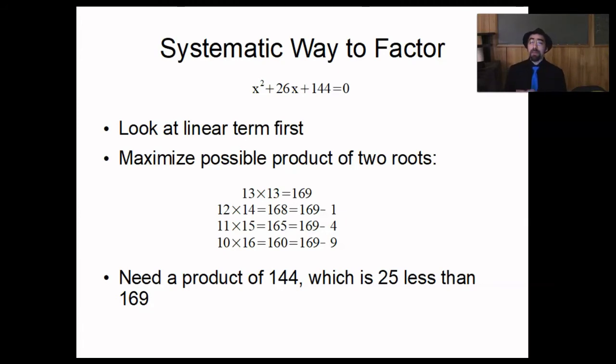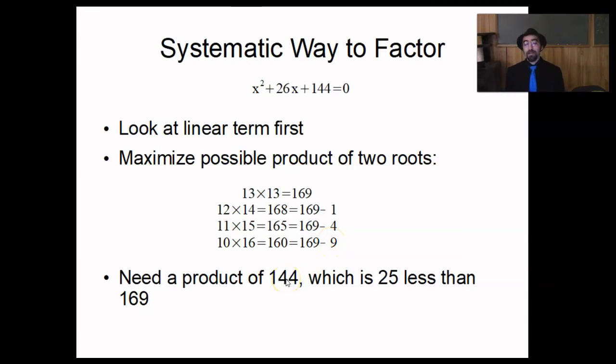But let's see what happens when we move our factors apart. We start with them dead even. We get 169. If we move one in either direction, we get a 12 and a 14. That gets us a 168. That is one less than 169. If we move them 2 away from even, 11 and 15, that gets us a 165. That is 4 less than 169. If we move them 3 away, that's a 10 and 16. That's 160. That's 9 less than 169.